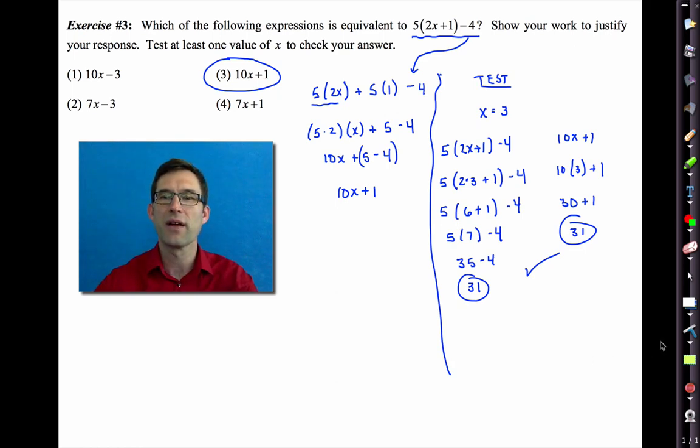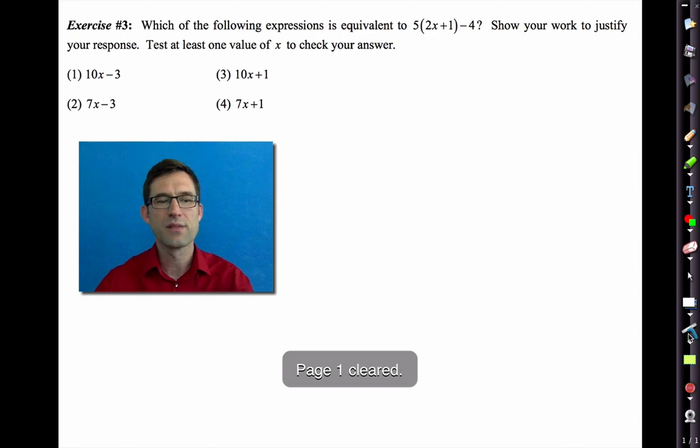All right, I'm going to clear out the text, so write down anything you need to. All right, here we go. Let's move on to the next page.